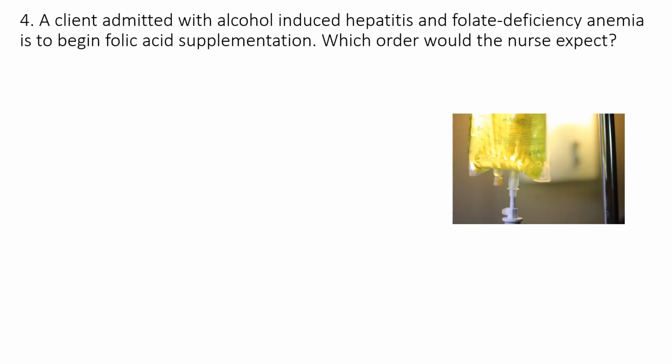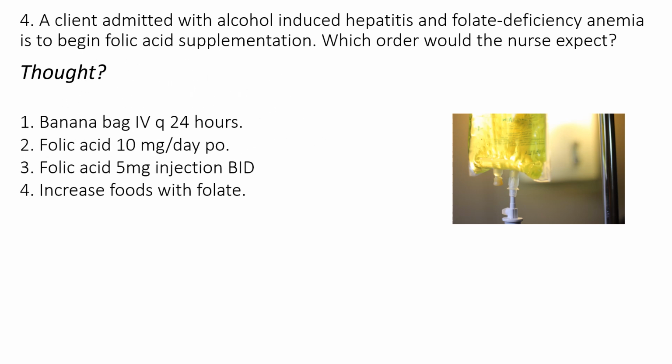Number 4, a client admitted with alcohol-induced hepatitis and folate deficiency anemia is to begin folic acid supplementation. Which order would the nurse expect? Number 1, banana bag IV Q24 hours. Number 2, folic acid 10 milligrams per day, PO. Number 3, folic acid 5 milligram injections, BID. Number 4, to increase foods with folate.